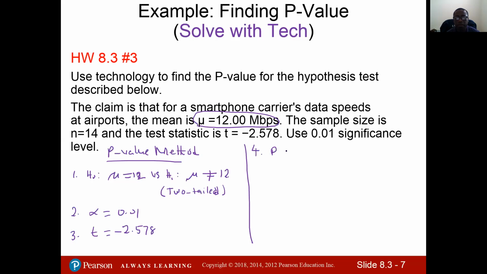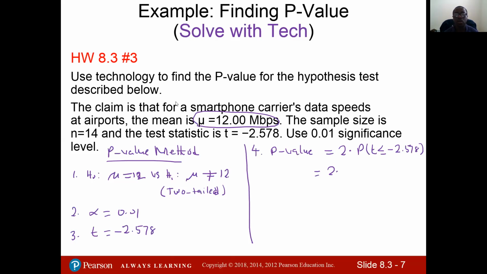And so the p-value is going to be 2 times the probability that my t is less than or equal to the test statistic, negative 2.578. Because it's a two-tail, this will be 2 times. So let's go to the t distribution and calculate this probability.